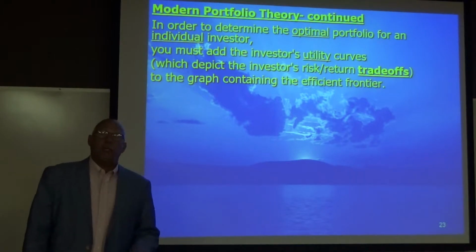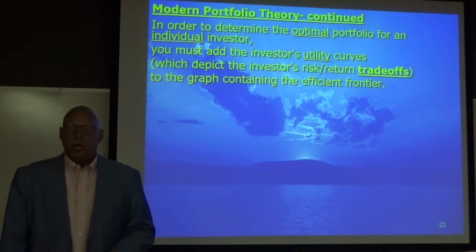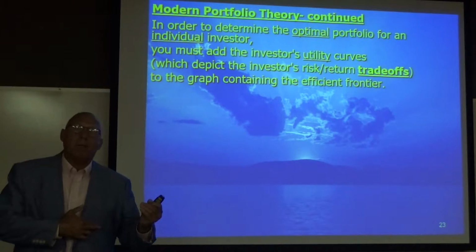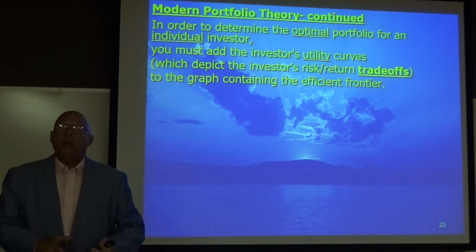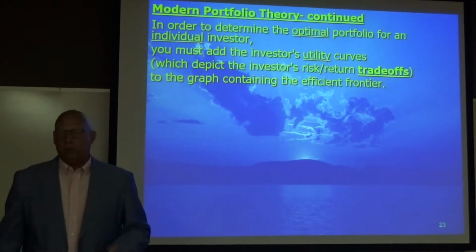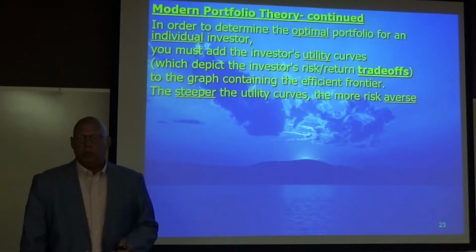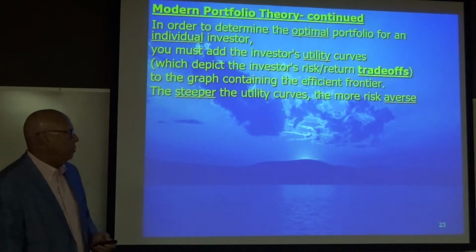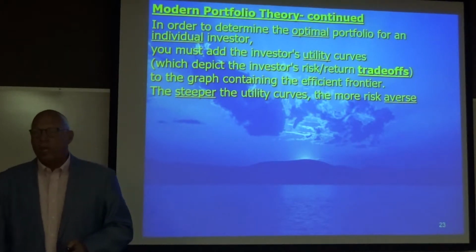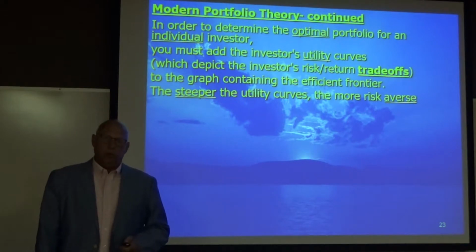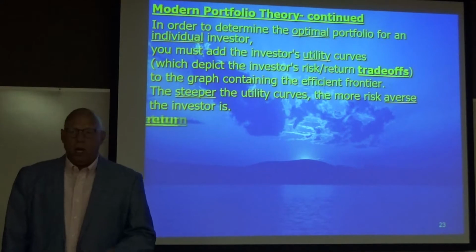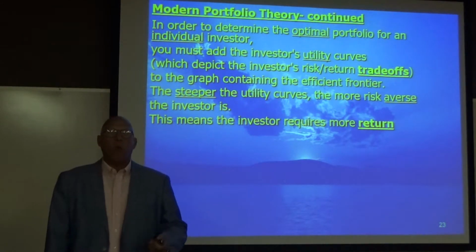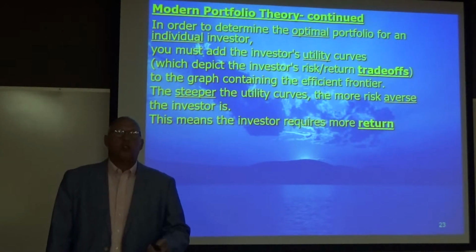Each investor has their own risk and return trade-offs, and so we're going to combine the unique risk-return profile of a client with the optimal portfolios that are out there. That's what the efficient frontier is, and that's what modern portfolio theory shows us. The steeper the utility curves for each individual, the more risk averse an investor is. And the more risk averse an investor is, the more return an investor requires to take on more risk.